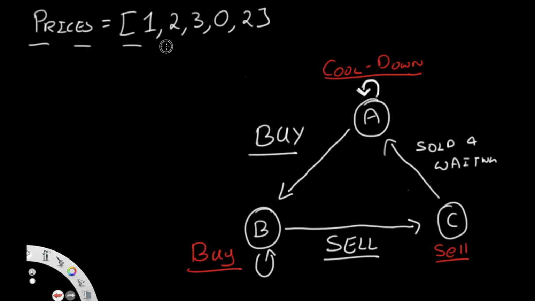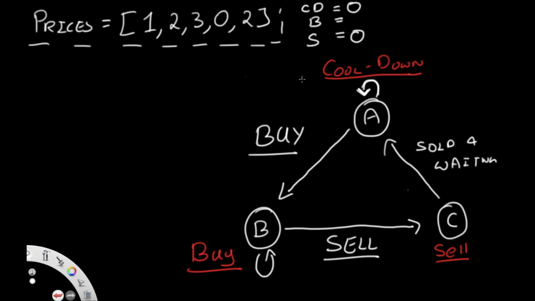Our first step is going to be to initialize our variables. We need to initialize our cooldown, our buy, and our sell. I'm going to call cooldown CD, buy just buy, and sell S. In the very beginning, our cooldown is going to have a value of 0, because we did not sell anything in the previous day, and neither do we have a cooldown value. Similarly, our sell value is also going to be 0 because we have nothing to sell.